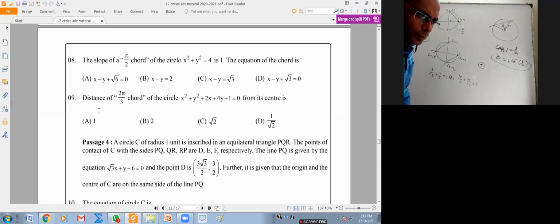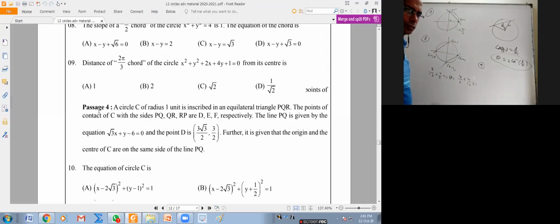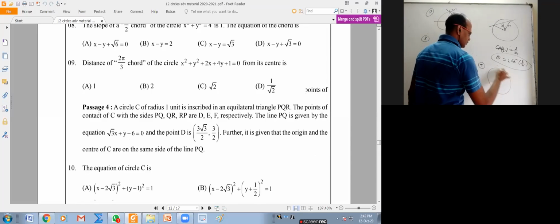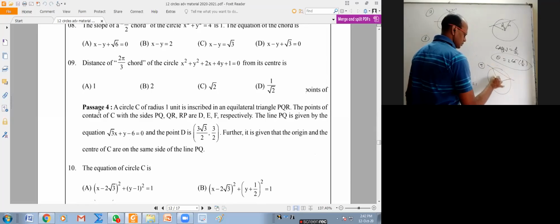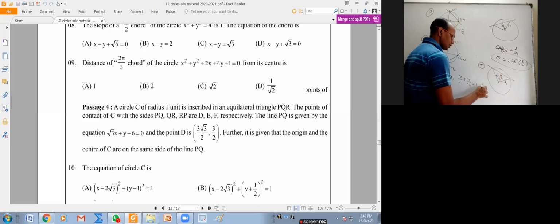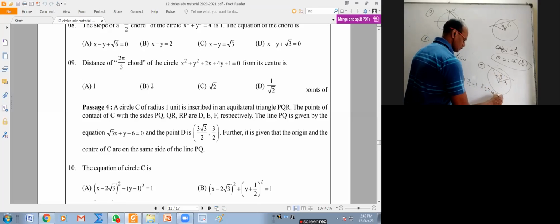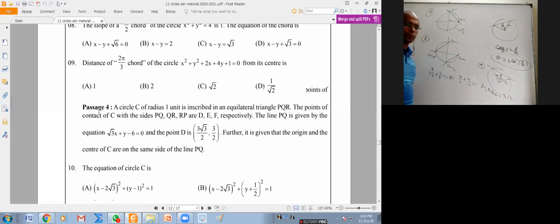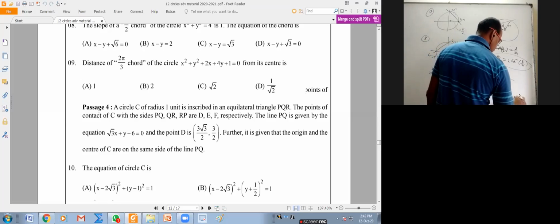And what is the ninth one? There is a chord which is subtending 2 pi by 3. What is the distance of this chord from the center? Okay. So they gave a circle and a line, and they already said this is 120. So this is 60 and this is 60. They want to know this D. If you know R, D will be R cos 60, which is R by 2. Just find the radius of the circle and divide by 2. That's it. Radius is 2, so D is 2 by 2, this is 1 unit.